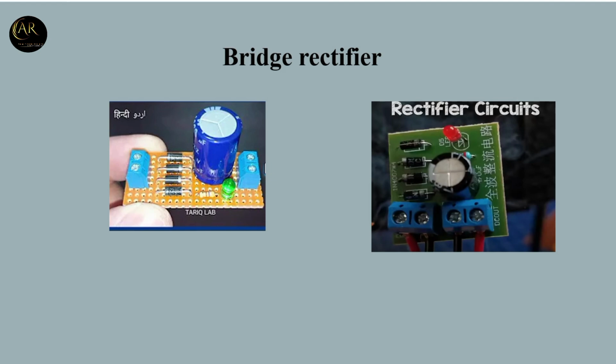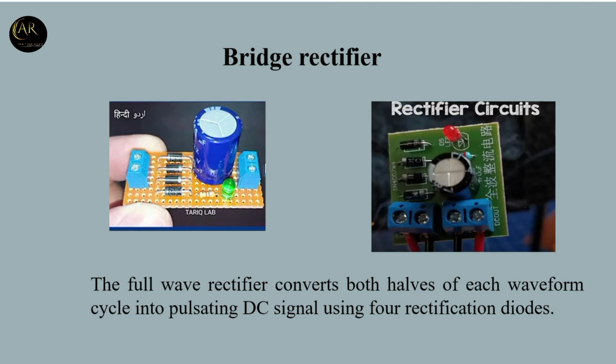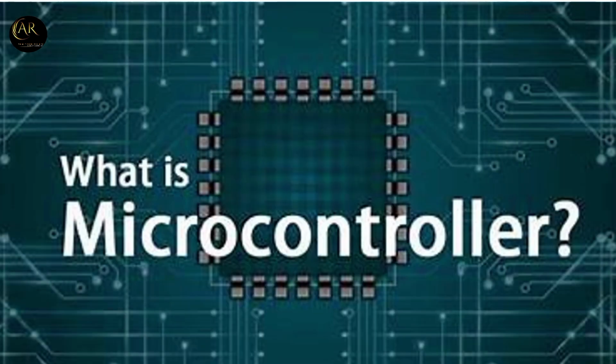And next, the capacitor is used to store the energy, and an LED is used for the indication of power supply. The 12 volts input can be converted into 5 volts DC and 12 volts DC. Here we see that the full wave rectifier converts AC to DC by using 4 rectification diodes. The power supply is completed, and next is the microcontroller.